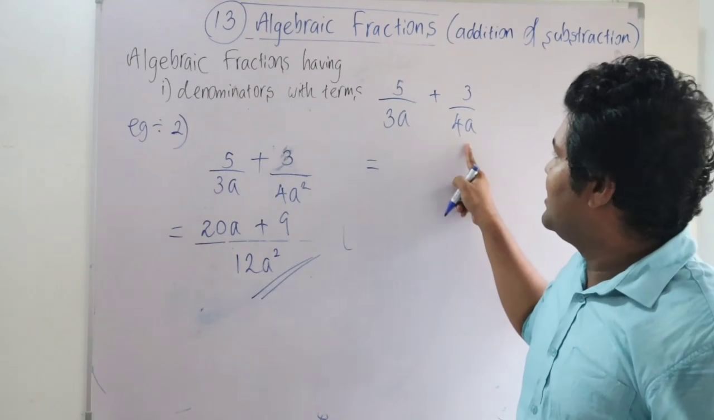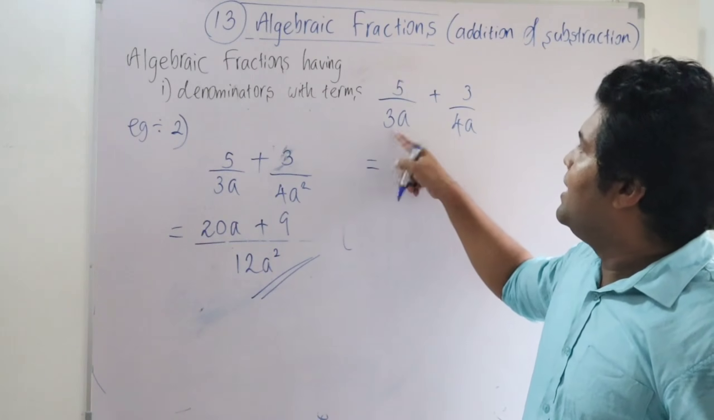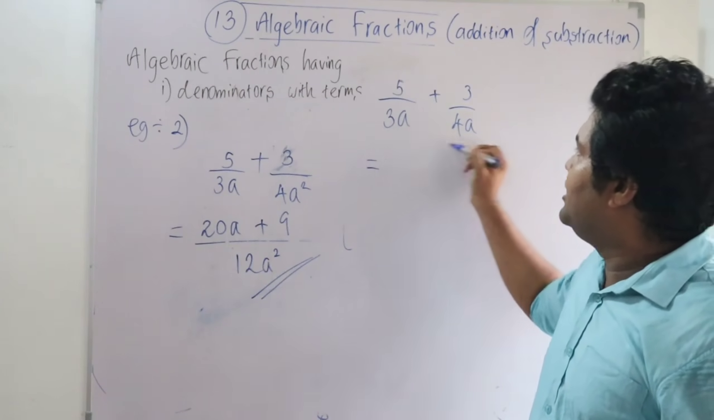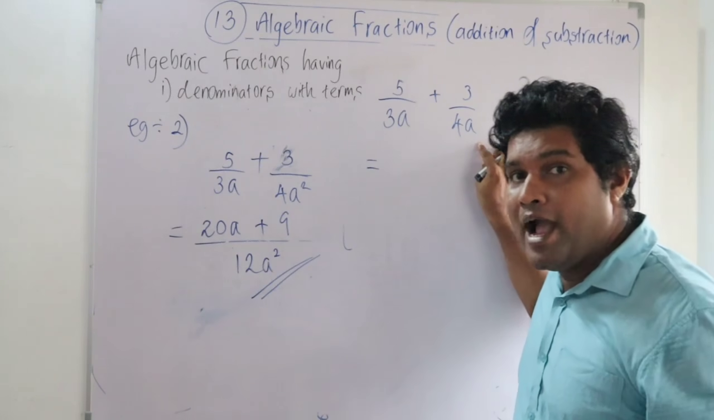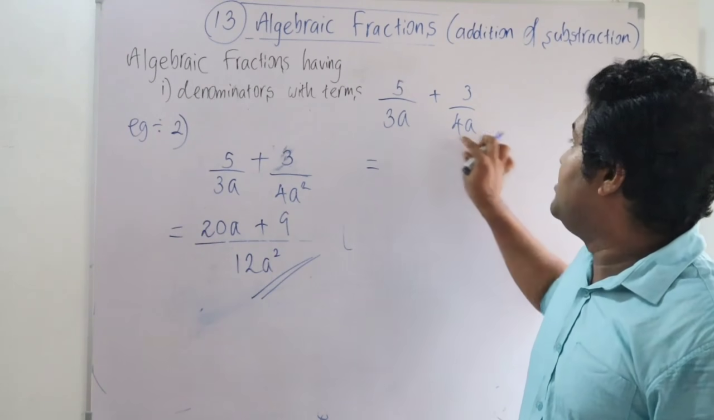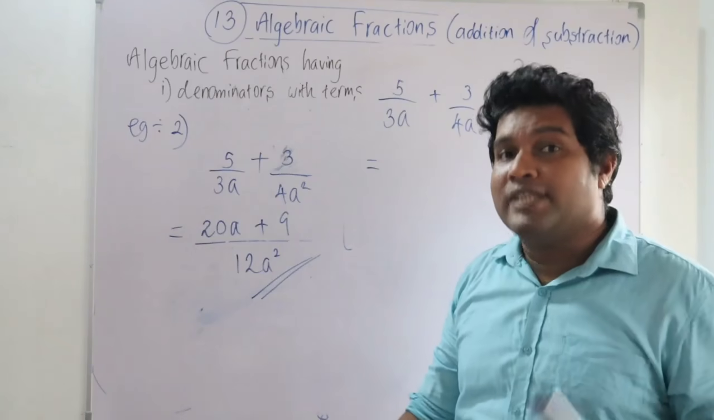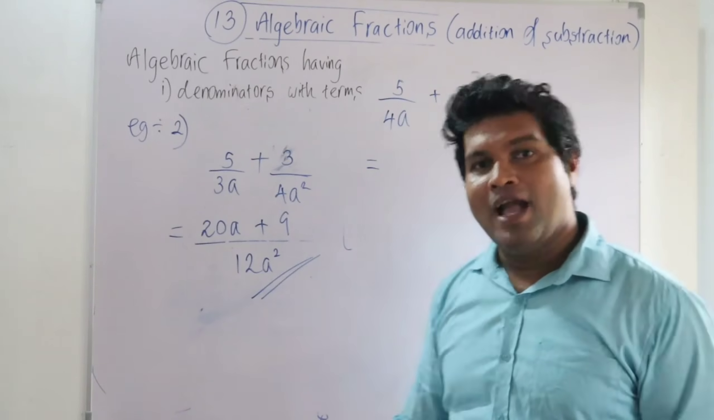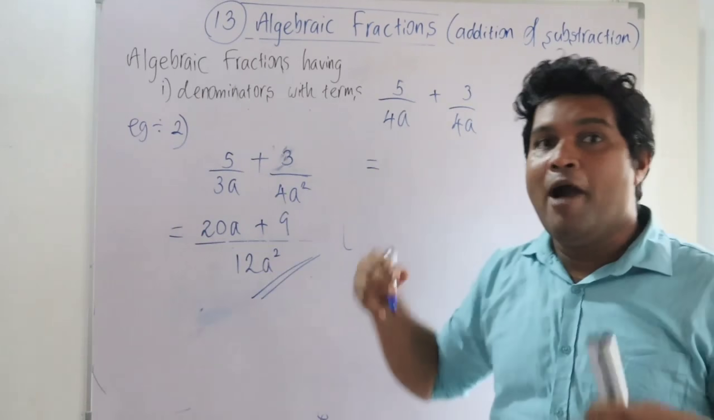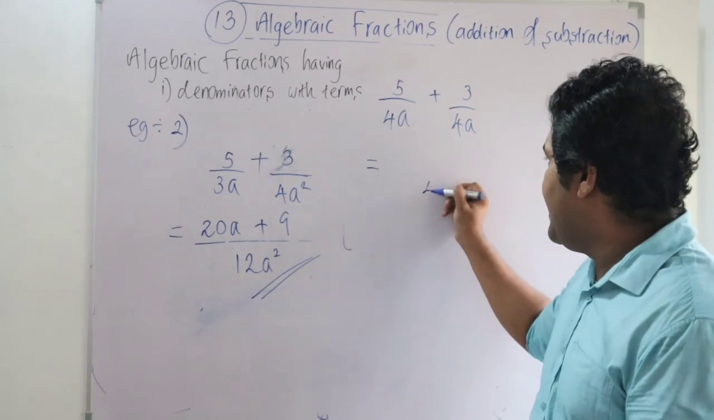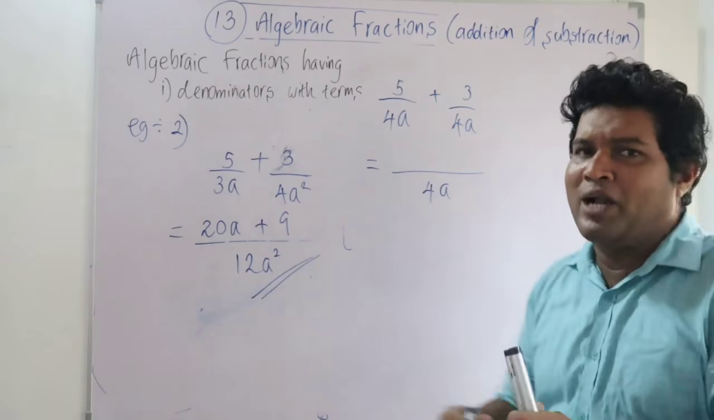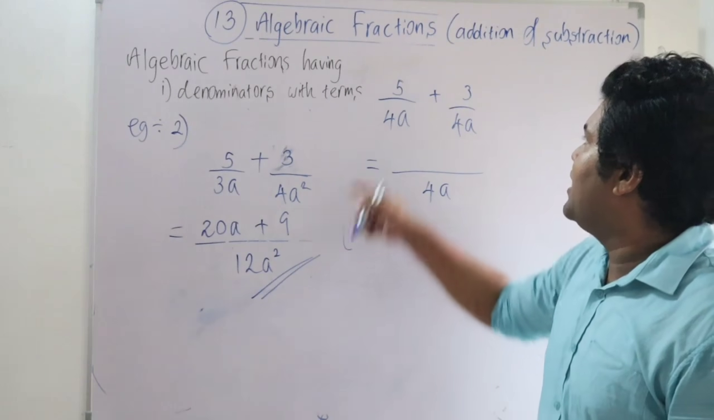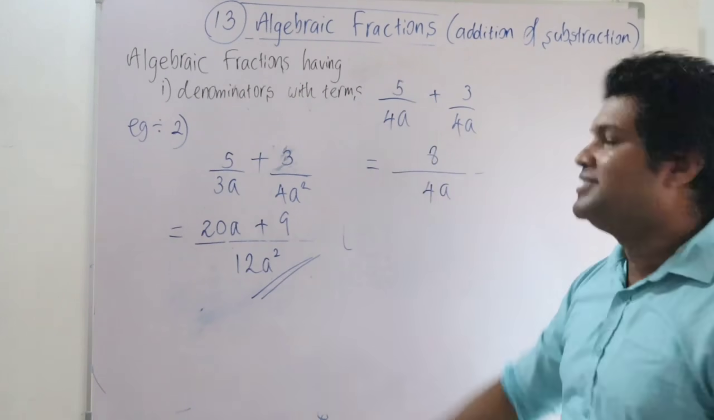What about the denominators? Yes, here we have different denominators. Just because of a, you can't say they are the same denominators. But if you want to have the same denominators, now what can you tell? This is 4a. Then we have the same denominator called 4a. Then I can write 4a, no troubles. And just you have to add 5 and 3, which is 8.